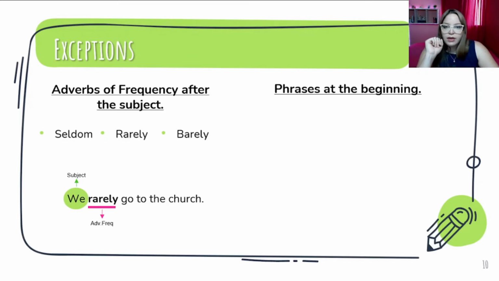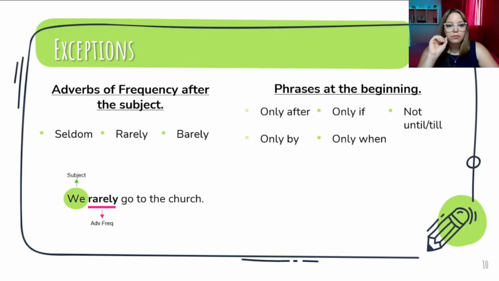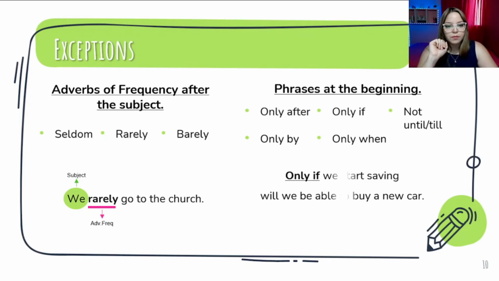Then here are some phrases that occur at the beginning, but there is a special characteristic about them. Here we have only after, only if, not until or not till, only by, and only when. When these phrases come at the very beginning, our inversion will be found in the main clause. Okay, look at an example.